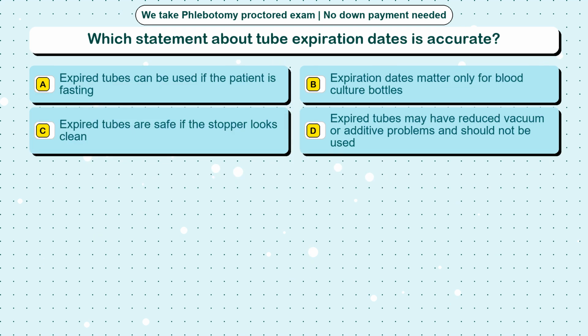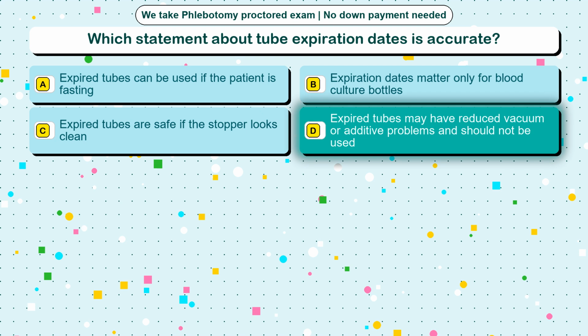Question 21. Which statement about tube expiration dates is accurate? Option A, expired tubes can be used if the patient is fasting. Option B, expiration dates matter only for blood culture bottles. Option C, expired tubes are safe if the stopper looks clean. Option D, expired tubes may have reduced vacuum or additive problems and should not be used.